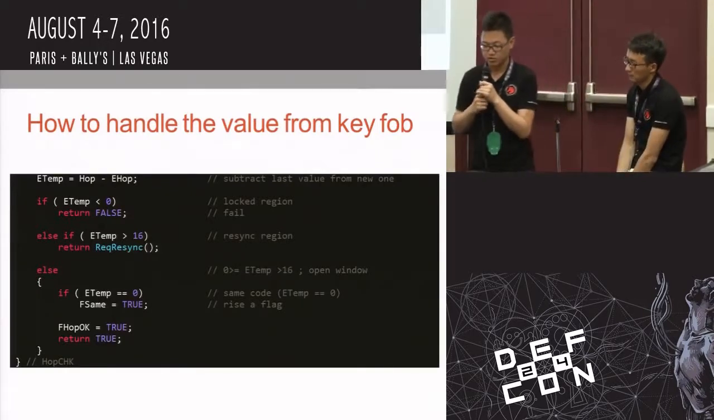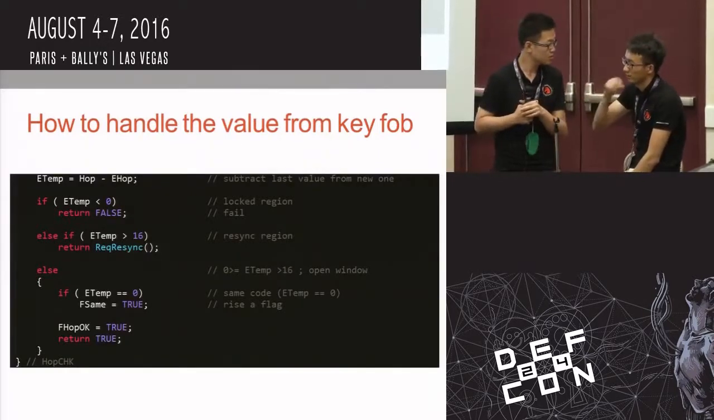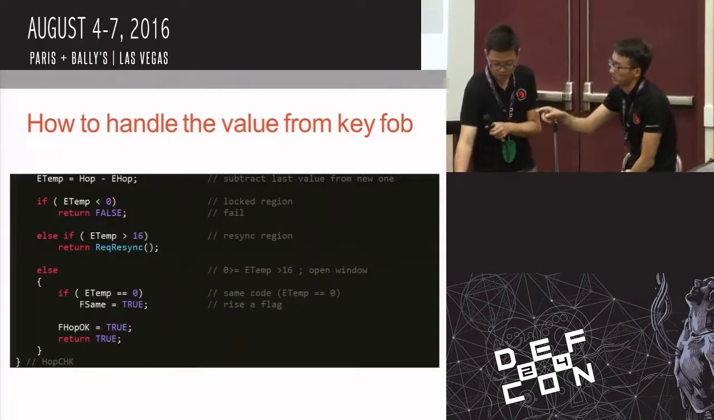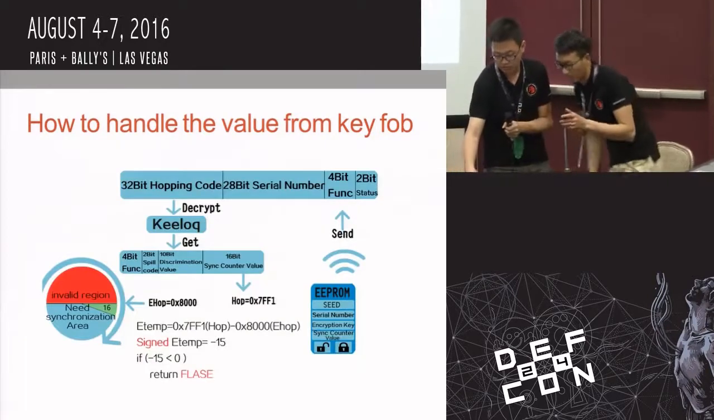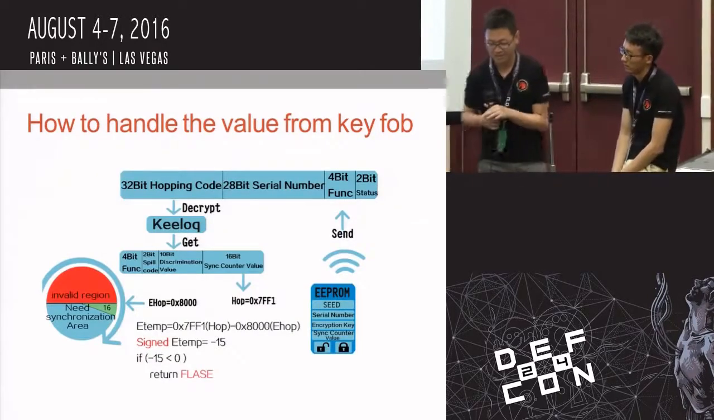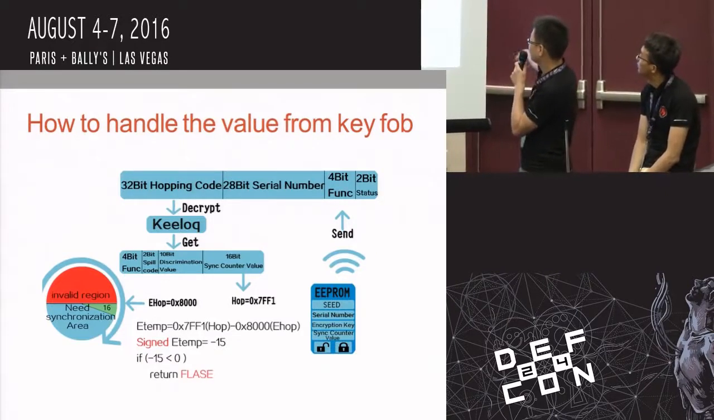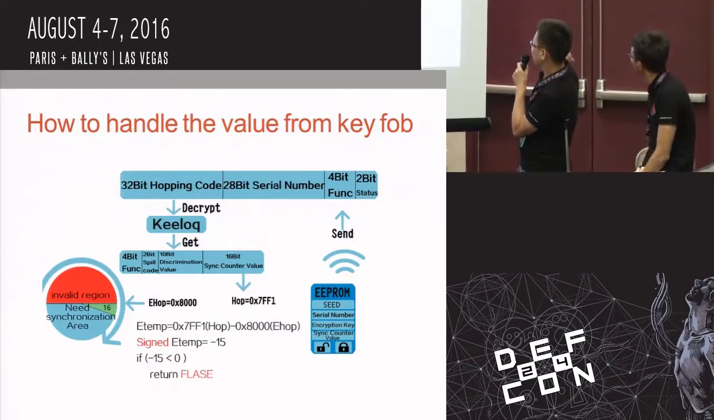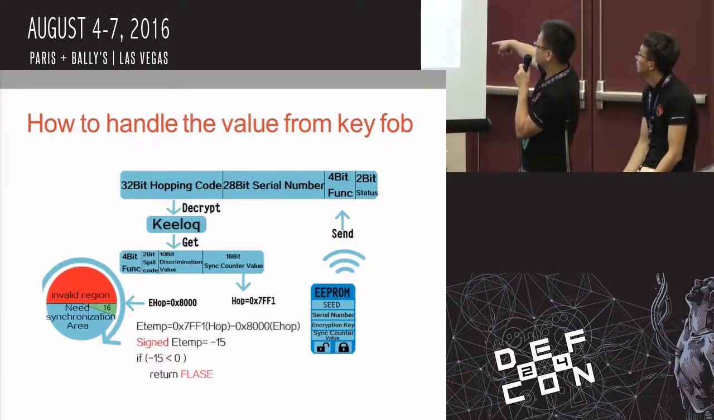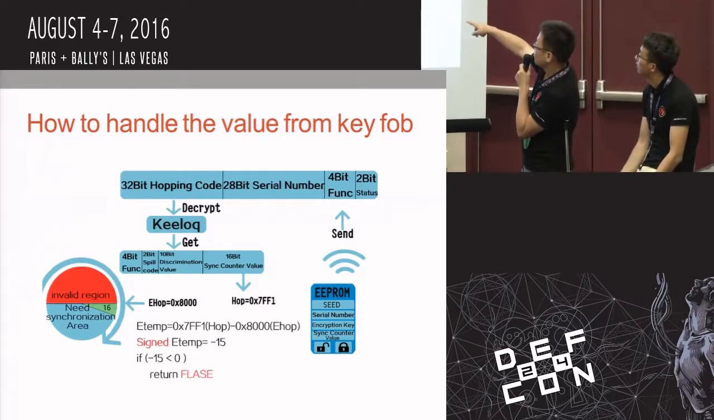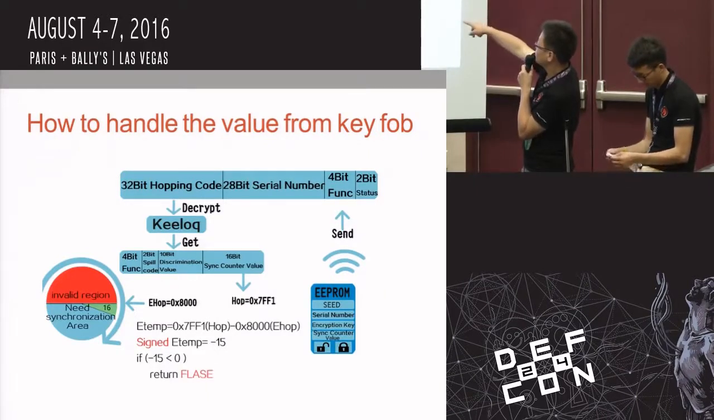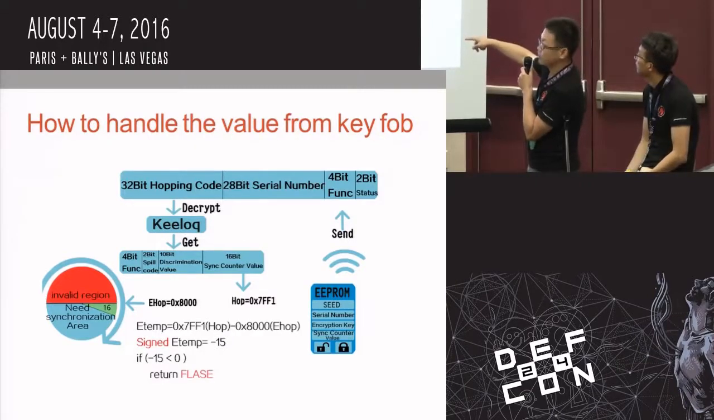First, this is the key fob on my right. It sends data, and the data contains the 32-bit hopping code, the serial number, function code, and the status code. Then we use KeeLoq to decrypt it, and we get the unencrypted data.